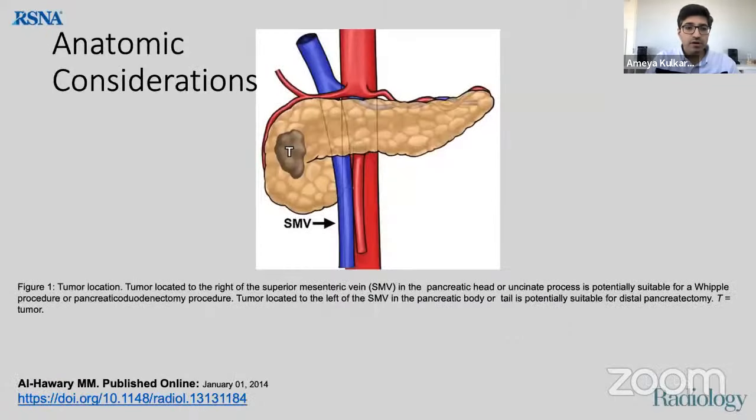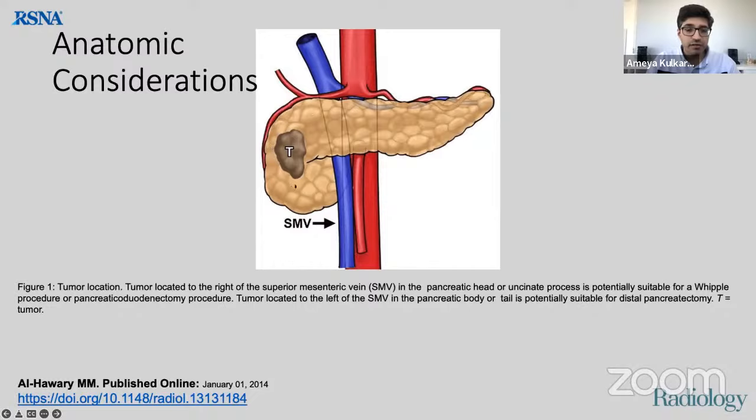So let's talk about some anatomic considerations. I borrowed this image from this article, which I showed you earlier. This is again the DOI of the same article. It is really important to divide the pancreas into head, uncinate process, and body as well as tail. And remember to use your SMV as a guide to divide up the pancreas. And why is it important? It's from a surgical planning point of view.